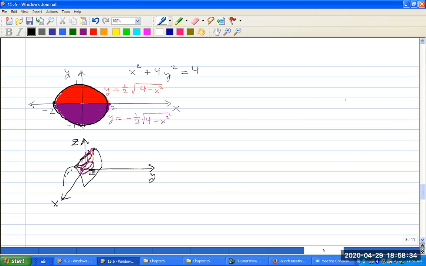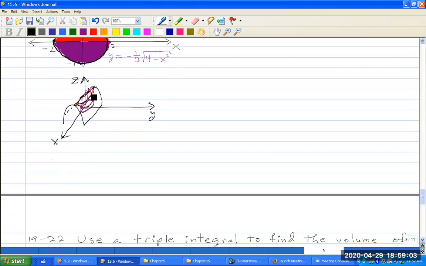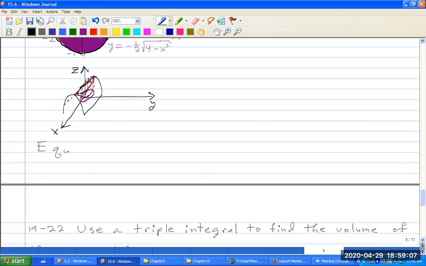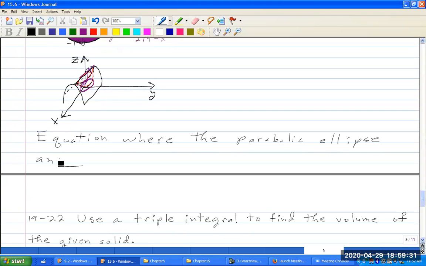So now let's look down at the top of that intersection between the elliptic paraboloid and the parabolic cylinder. I'll try to project this down and figure out what that is. I want to find the equation where the elliptic paraboloid and the parabolic cylinder intersect.